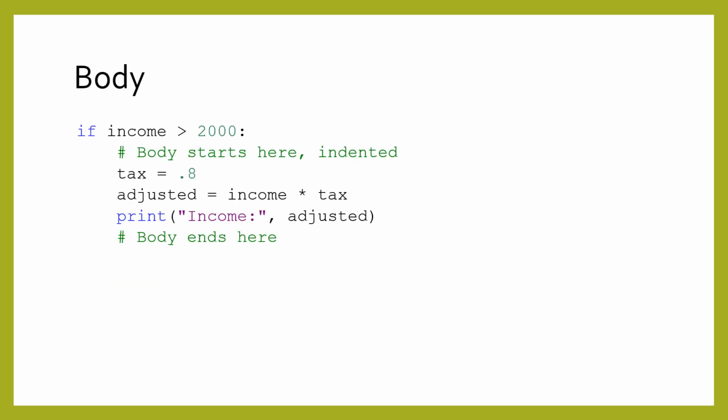The body of an if statement is a sequence of one or more statements. This body must be indented with 4 spaces. Anything indented below the if keyword is said to be inside the if statement. These indented statements will be executed if the conditional evaluates to true. Otherwise, Python will skip right over them.